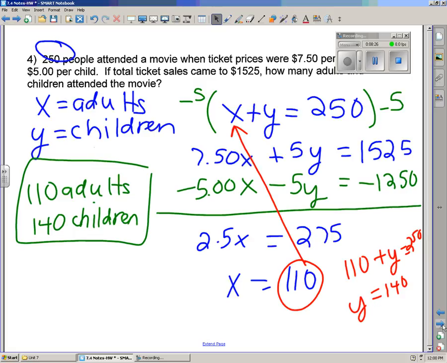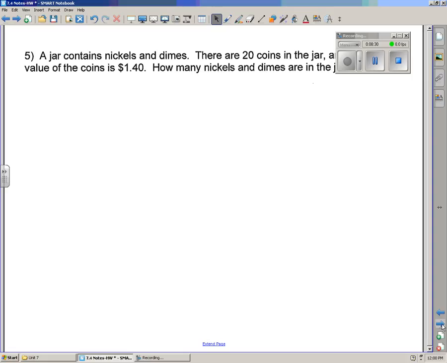Okay. Last but not least, a jar contains nickels and dimes. There are 20 coins in the jar, and the total value of the coins is $1.40. How many nickels, how many dimes are in the jar? We've got nickels and dimes. Let's call x nickels. Let's call y the dimes.